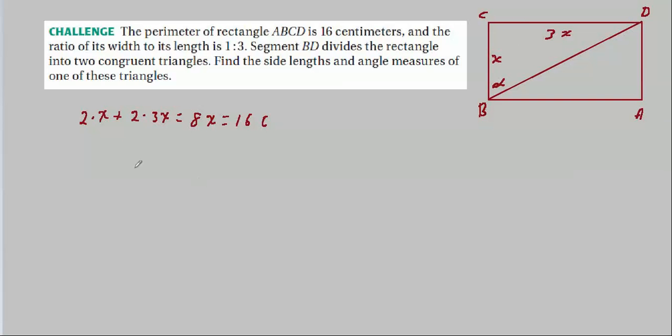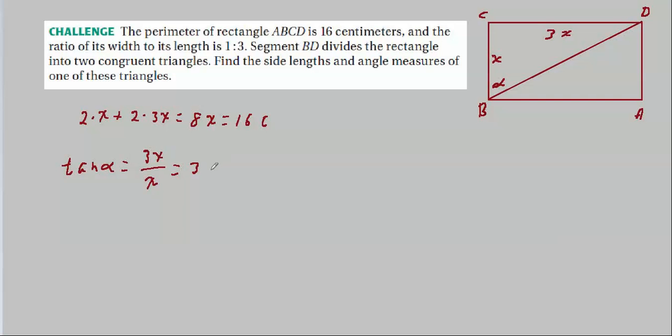Now, this isn't too tough because the tangent of alpha is going to be opposite over adjacent. The x's cancel as long as x is not equal to 0. And if x was equal to 0, we wouldn't actually have a rectangle. So we're going to pretend that we really do, in fact, have a rectangle. So x can't be 0. The x's cancel and we get the tangent of alpha equals 3.